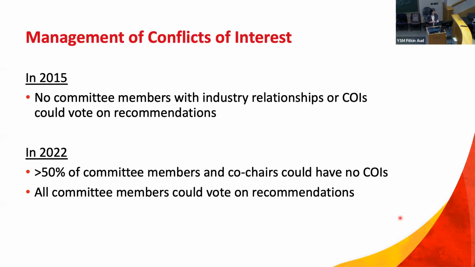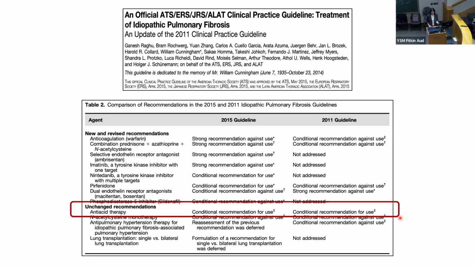In 2015, for the treatment of IPF, no committee members with any conflicts of interest were allowed to vote on the recommendation. So if I were on that committee, I wouldn't be allowed to vote. I have multiple conflicts. In 2022, they changed that. More than half of the guideline committee and the co-chairs could have no conflicts, but everybody on the committee was allowed to vote. And I think it's because of this example I'm going to give.